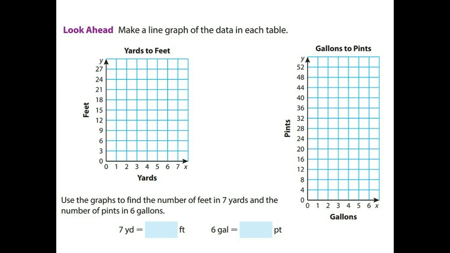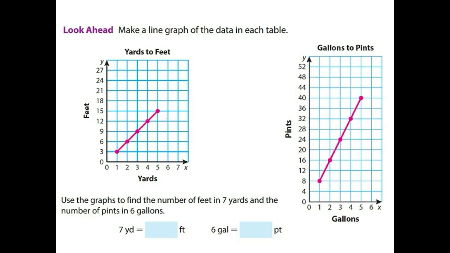Then it says, look ahead, make a line graph of the data in each table. So let's go ahead and do that. That's what those two should look like.